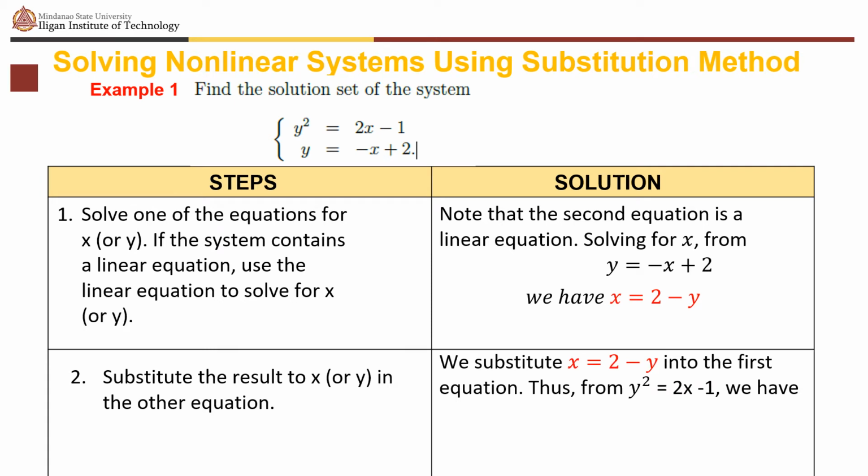And then substitute the result to x or y in the other equation. So we substitute x equals 2 minus y into the first equation. Thus, from y squared equals 2x minus 1, we have y squared equals 2 times the quantity 2 minus y, minus 1. Solving further, we can distribute 2 and come up with 4 minus 2 times negative y is minus 2y, minus 1.